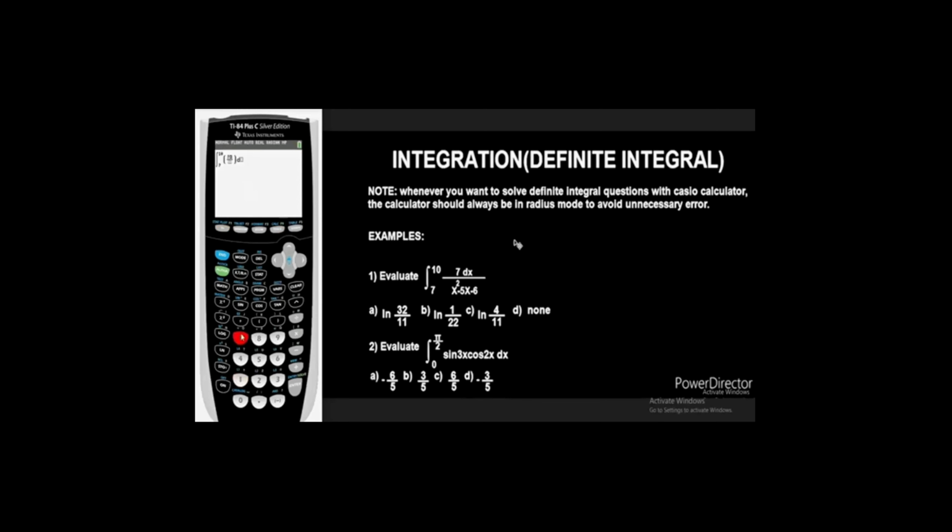So let's input the values we have there. We have 7 over, the dx is not part of what we're going to enter there. The dx stands for the variable of integration, so you're not expected to put it at the numerator. So we have over x squared. You make use of this button for x, then square, you press this button, then minus 5x, press this button, minus 6.